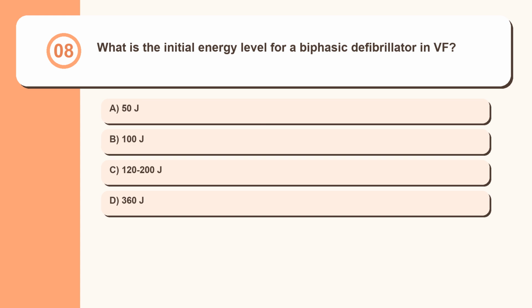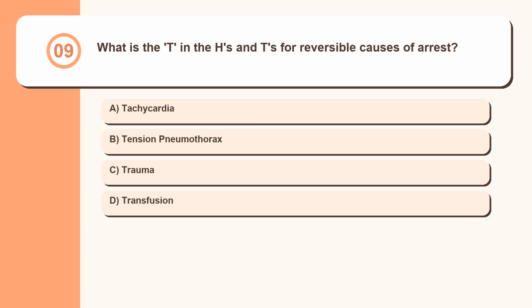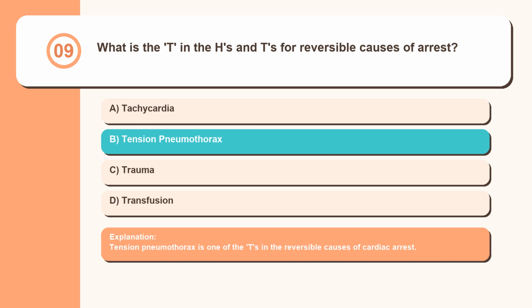Question 8. What is the initial energy level for a biphasic defibrillator in VF? 50 J, 100 J, 120 to 200 J, 360 J. Most manufacturers recommend 120 to 200 joules for the initial shock. Question 9. What is the T in the H's and T's for reversible causes of arrest? Tachycardia, tension pneumothorax, trauma, transfusion. Tension pneumothorax is one of the T's in the reversible causes of cardiac arrest.